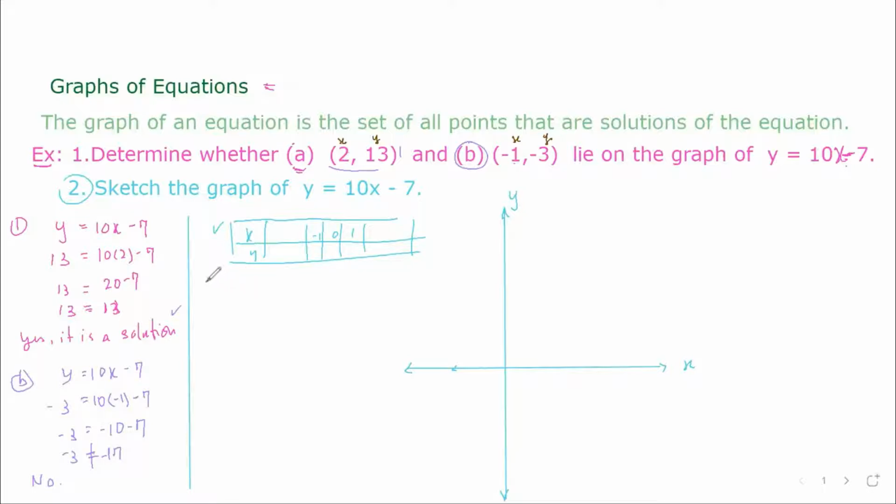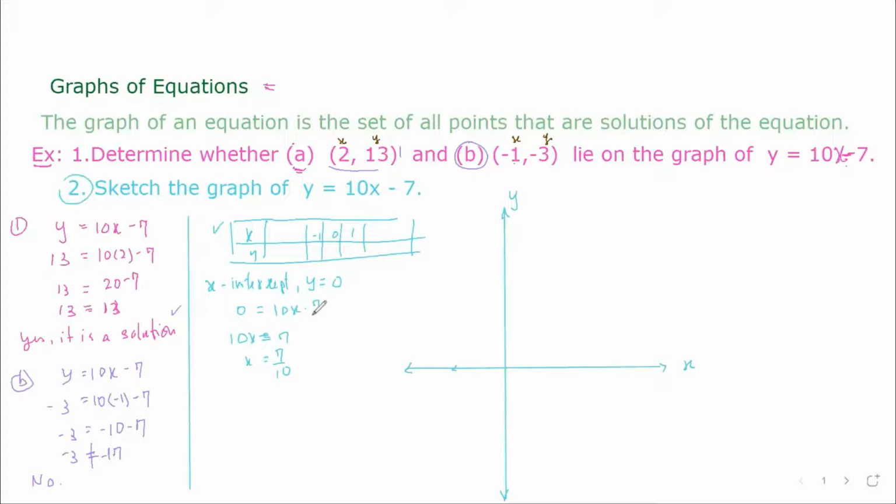If you find the x-intercept, that means y has to be 0. So you replace y with 0 in the equation. Sorry, one more time. To get the x-intercept, y becomes 0, so replace y equal to 0 on the left hand side, and then 10x minus 7. Now simplify it. Move this one, so it becomes 10x equal to 7, right? So x equals 7 over 10.